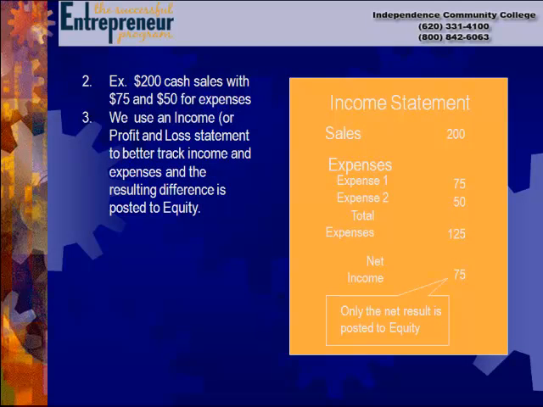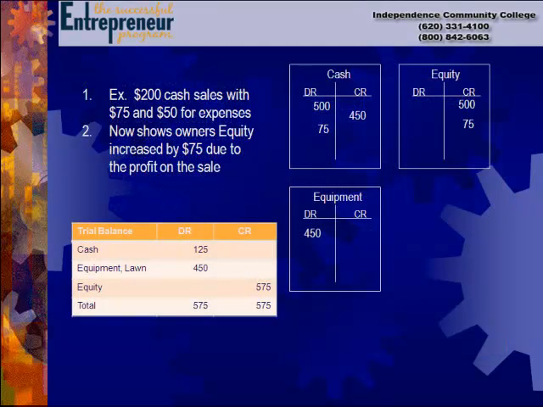Instead of recording every sale and every expense to the equity account, businesses use a profit and loss statement to summarize the results of sales and expenses for a given period of time. The net result, either profit or loss from the sales and expenses for the period, is the only item that appears in the equity account. Here you see the $75 profit from the bottom of the profit and loss statement added to the equity account. The profit and loss statement is also referred to as the P&L or the income statement.